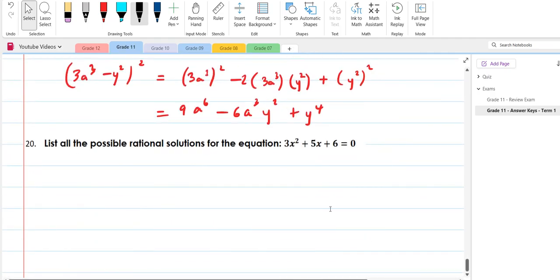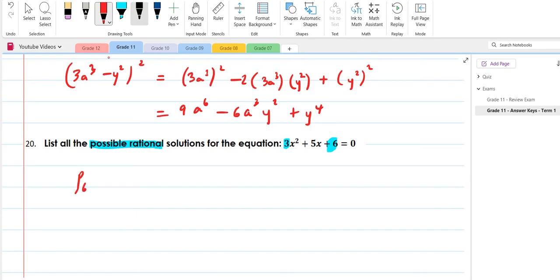List all the possible rational solutions for the equation. So what are possible rational solutions? Remember, the last value, p, are the factors of 6, and the leading coefficient, q, gives the factors of 3. All the possible factors of 6 are 1, 2, 3, and 6. And for q, all the possible factors of 3: 1 can divide 3 and 3 can divide 3.